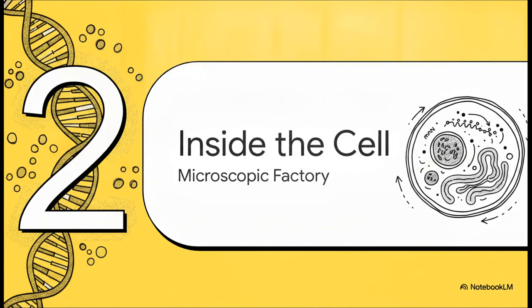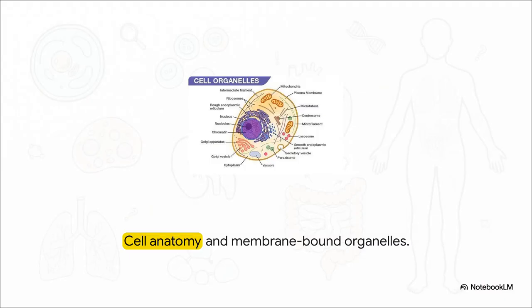Section 2. Inside the cell, the microscopic factory. Your body is made up of literally trillions of cells. But if you look inside just one of them, it's not just some random biological soup. Actually, scratch that. It's much more like a bustling, highly organized factory. You have these membrane-bound structures called organelles, and they act like specialized workers. They coordinate tasks incredibly efficiently, all while keeping the cell totally protected from outside threats.